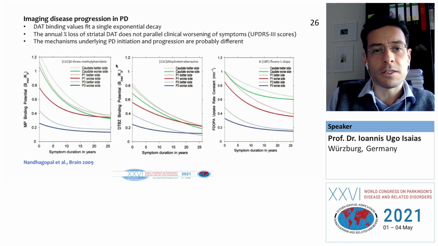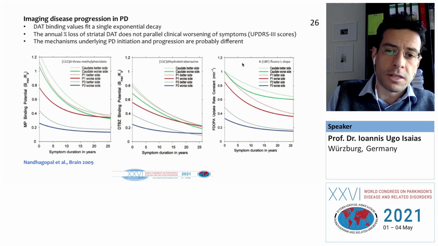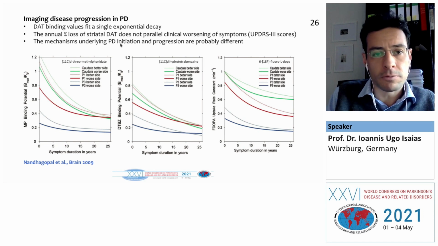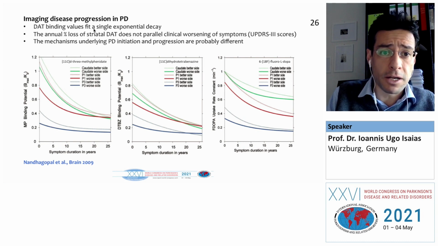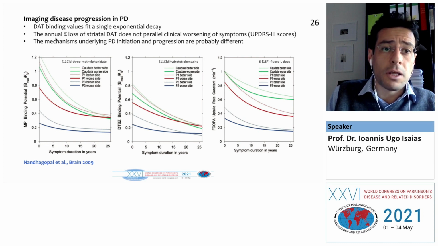So methylphenidate targeting dopamine transporters, tetrabenazine targeting vesicular monoamine transporters, and fluorodopa targeting decarboxylase activity in the same patient. So this is indeed of great value because they can address the dopaminergic activity at different levels. And the comparison between these results showed that DAT binding values fit an exponential decay, higher in the first 5 years.